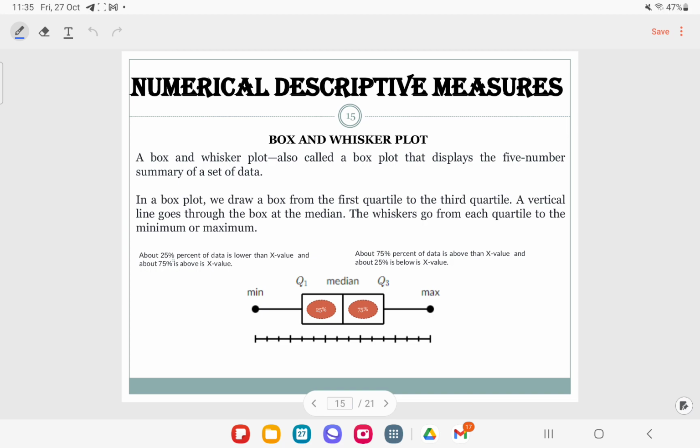Okay, so from here kita started what is the meaning by the X1 value. So maksud dia first quartile value, dia maksud dia about 25% of the data is lower than the X value and about 75% is above than the X value. For the third quartile, 75% is above than X value and another 25% is below than the X value. Maksud dia ini adalah first quartile value, ini adalah third quartile value. Okay, this is how you explain lah the quartile value.